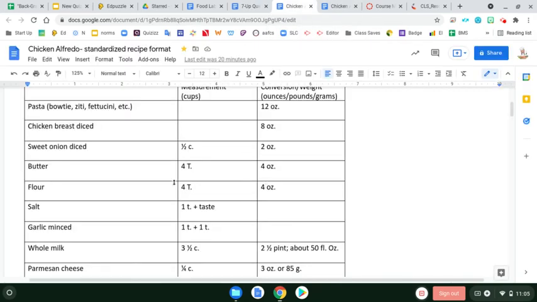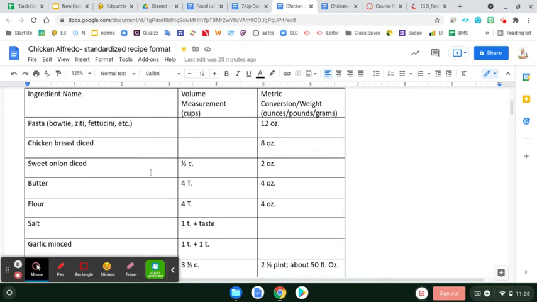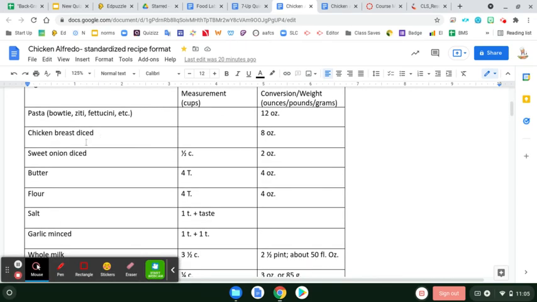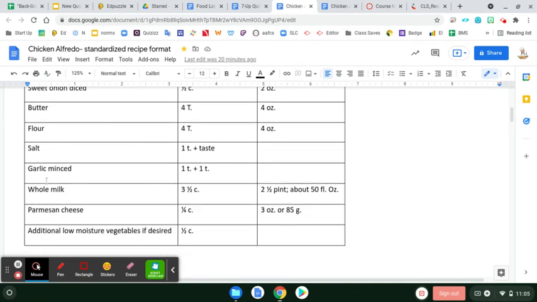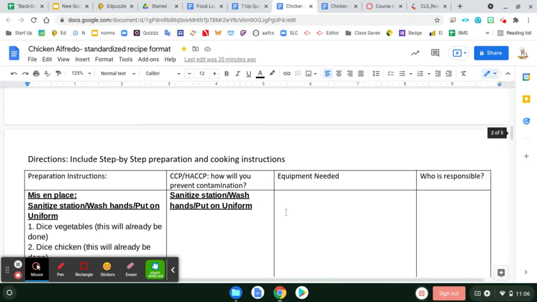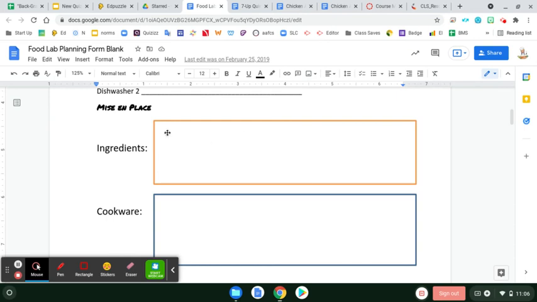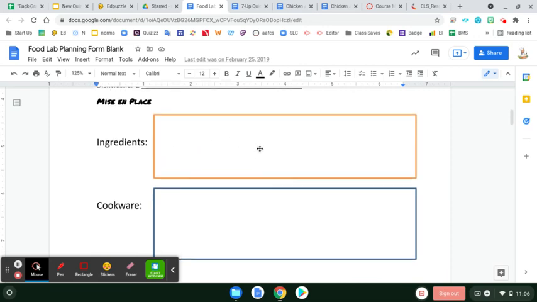For the upcoming lab, the chicken Alfredo lab, when you look at the ingredients, the chicken breast needs to be diced. The onion, if using, needs to be diced. If you're using fresh garlic, that needs to be minced. You can also look at your instructions and see that your pasta needs to be cooked beforehand. So over here on your lab planning sheet, you would be adding directions such as dice the chicken or mince the garlic or dice the onions.